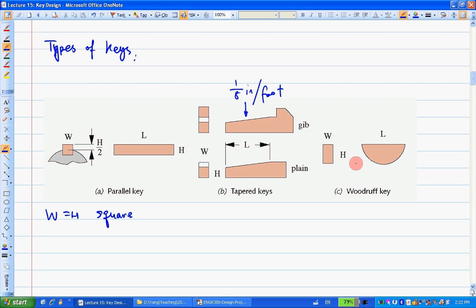If we have time, we'll look at this one. In tutorial, maybe I'll give you an example of Woodruff key design. But today, we're going to focus on the parallel key here. So let's look at the parallel key, and how do we choose a parallel key, and how do we design it?